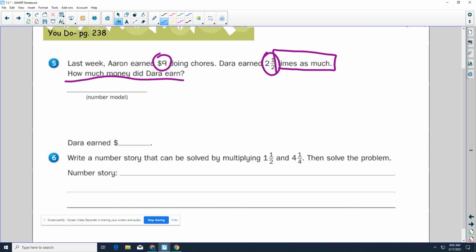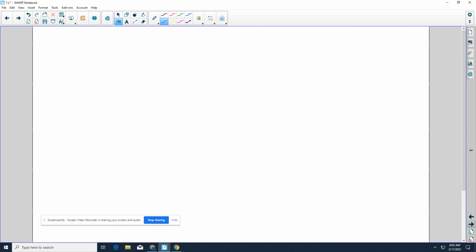And then number 6, you're going to write a number story that could be solved by multiplying 1.5 and 4.5. So for example, I might say something like, I earned $1.5 mowing my neighbor's yard, and my friend came and mowed the yard later and got paid 4 1/4 times more than I did. So obviously got the better deal. So think of something where you got something that was 1.5, but then someone got 4 1/4 greater than you. And you're going to write a story problem there. And you want to make sure that it comes out with multiplication.